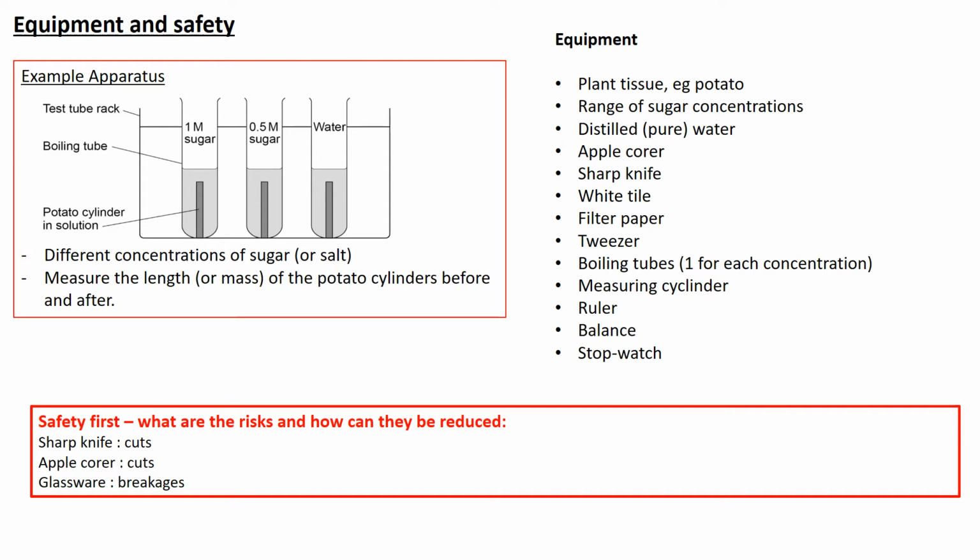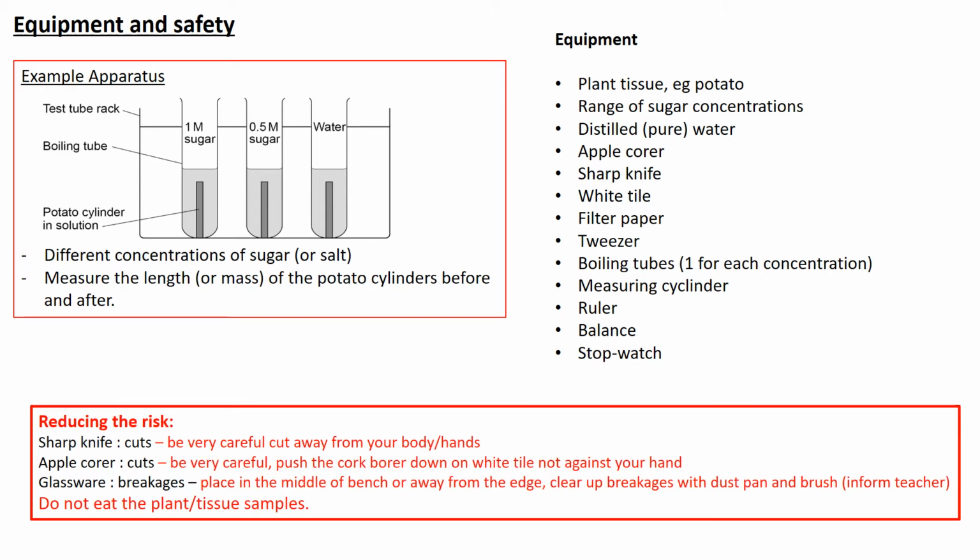So safety first. There are 3 things that we have to be really mindful in this experiment. Sharp knife and cuts, okay. Apple corers, again, for those of you who don't know what it is, it's like a cylindrical blade that you push down onto an apple and it cuts a perfect cylinder. And glassware. There's lots of water involved here, lots of moving glass around, and breakages do happen, so we do need to be careful of each of those.